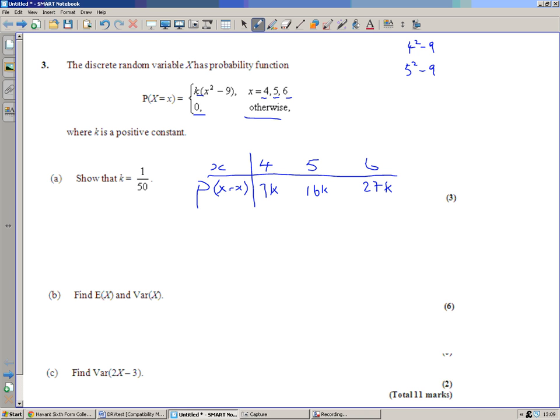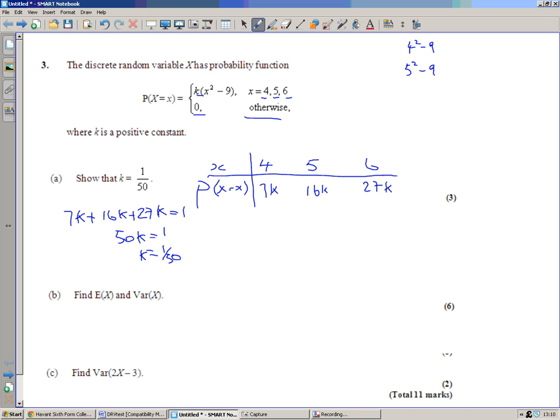Okay, so we're using the fact that they all add up to 1, so we're going to get our 3 marks. Once we've gone through this barrier, it's going to be pretty routine from there. It's just realizing what the question's saying. So we've got 7k plus 16k plus 27k equals 1. Adding them together gives 50k equals 1. So k equals 1 over 50.